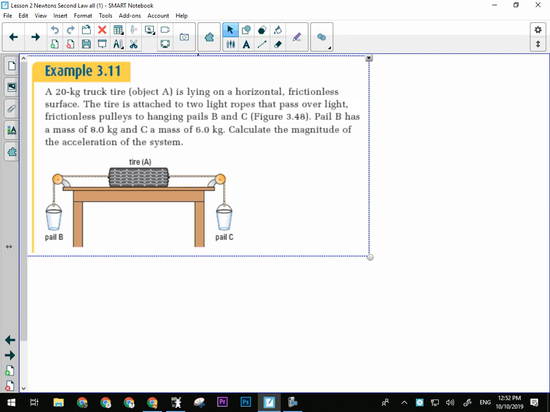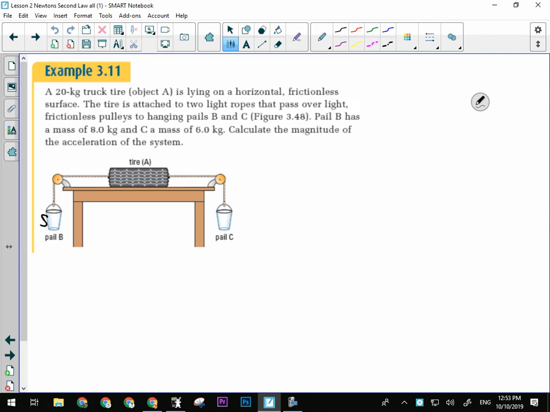Okay? So, having a look at this question here, we have a 20 kilogram truck tire that is lying on a horizontal frictionless table. Okay? The tire is attached to two light ropes that pass over light frictionless pulleys to hanging pails B and C. Pail B, which is the one on the left, has a mass of 8 kilograms. Okay? And pail C has a mass of 6.0 kilograms, and the tire is 20 kilograms. Calculate the acceleration of the system. All right? Give you a little bit of time on that.